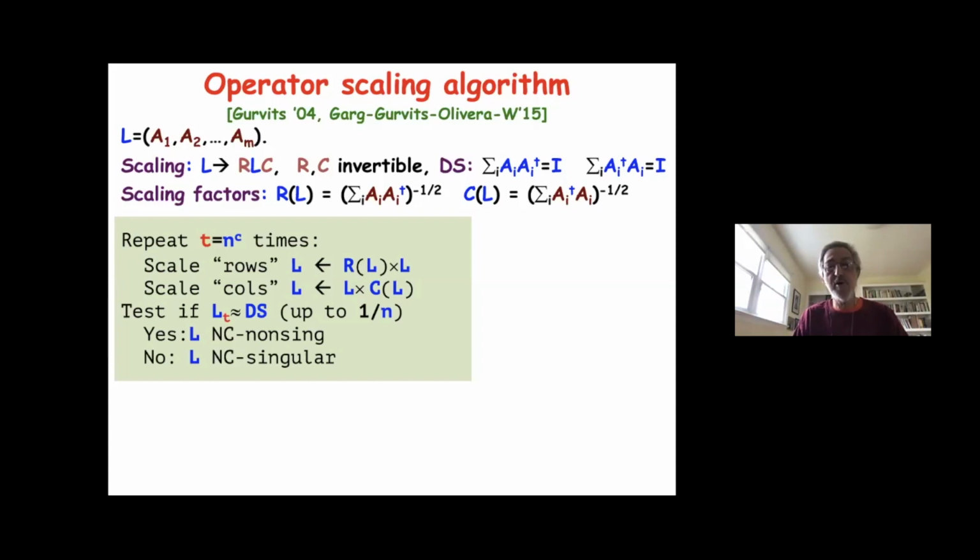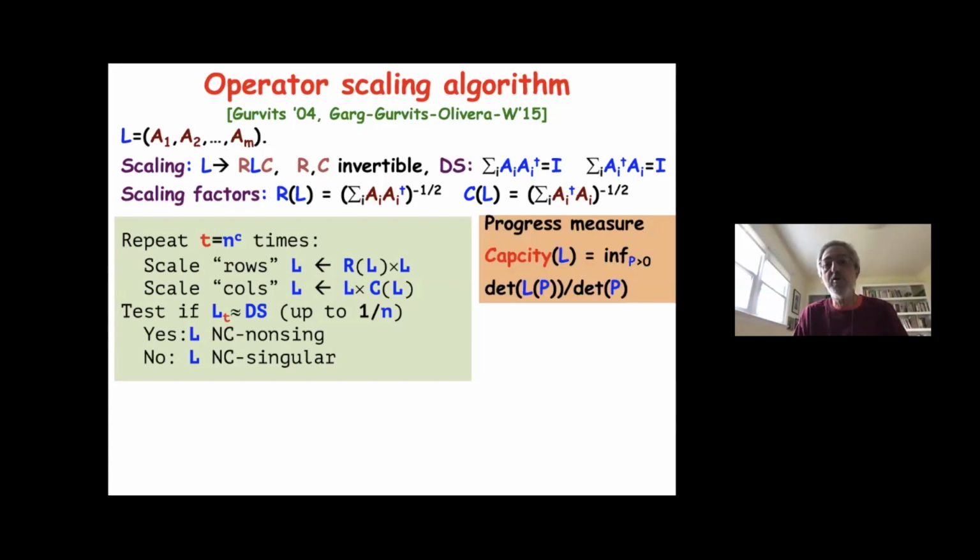If it's close, just say yes. It's non-singular, and if it's not close, it didn't converge, then you say that it's singular, just like before. And the question was how to analyze this, and you need a potential function. And again, he gave an ingenious choice. He tried some version of quantum permanent, and it didn't work, but another progress measure called the capacity did work. Again, no particular reason to remember it, but I'll tell you what it is.